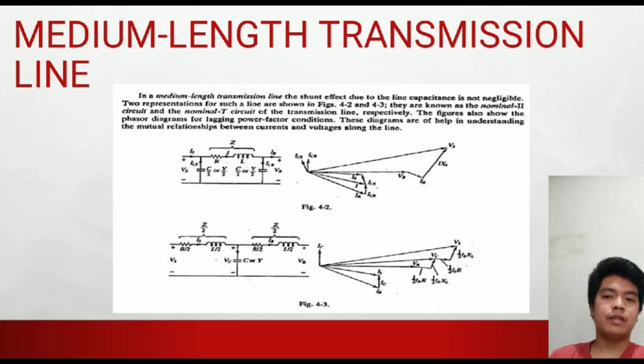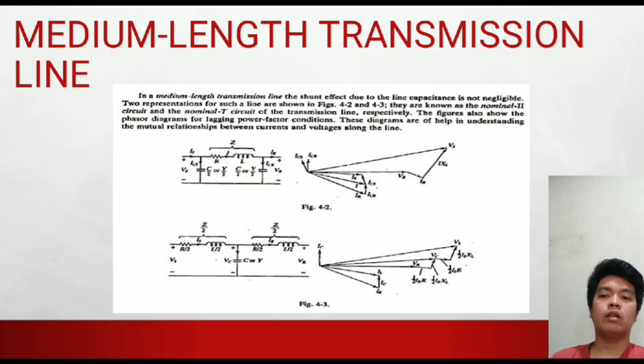Mind that it is not the case in the end condenser method. In the end condenser method, capacitive charging current flows through the entire line as shunt capacitance is assumed to be lumped at the receiving end.